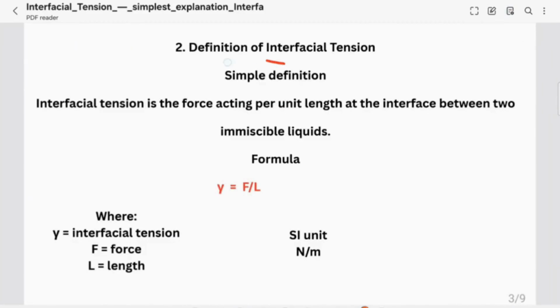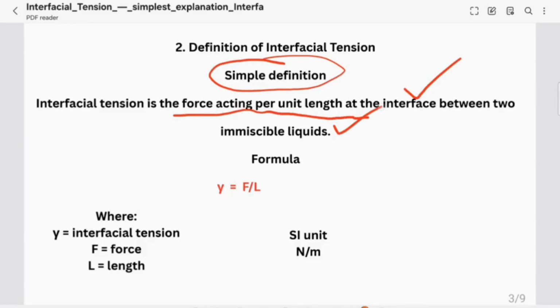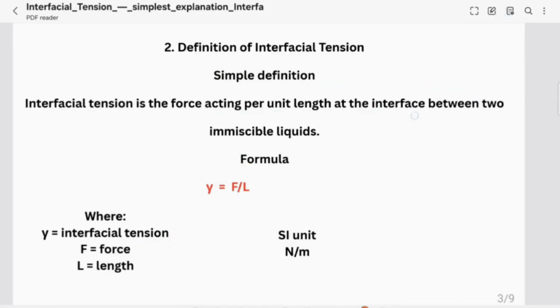So the simple definition of interfacial tension is the force acting per unit length at the interface between two immiscible liquids. We are going to use this formula to measure interfacial tension, where gamma is called interfacial tension, F is force, and L is length.